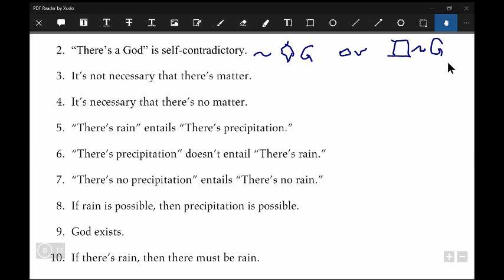Now, the second one says it's not necessary that there's matter. Not necessary M. This was held by St. Thomas Aquinas, who held that God exists of necessity, but whether or not there's matter depends on God's free choice. It's not necessary that there's matter. There happens to be matter because God freely chose to create matter. So the existence of matter is not logically necessary. You could conceive of a possible world with no matter. Okay, hope that's clear. Annie in the first row is raising her hand.